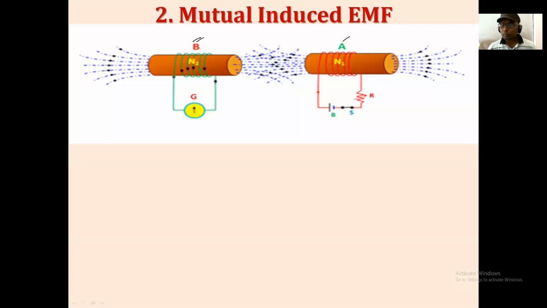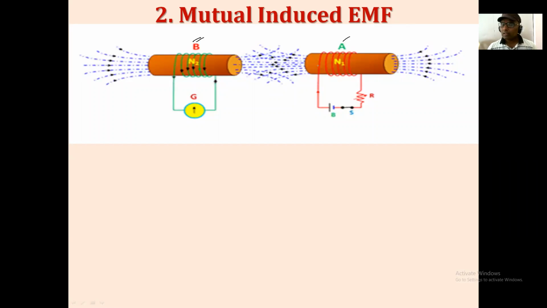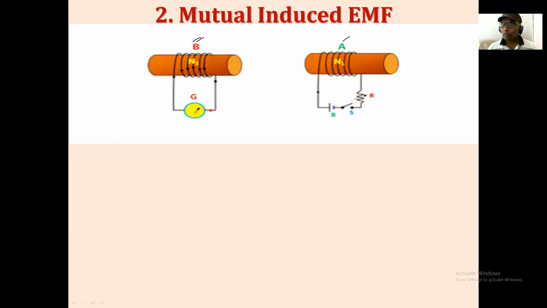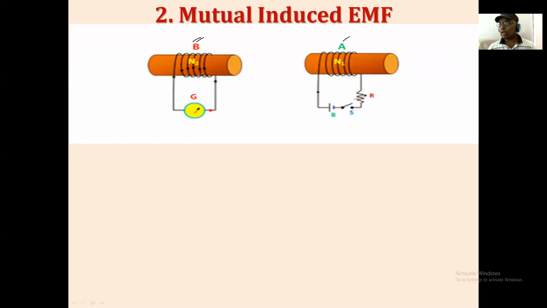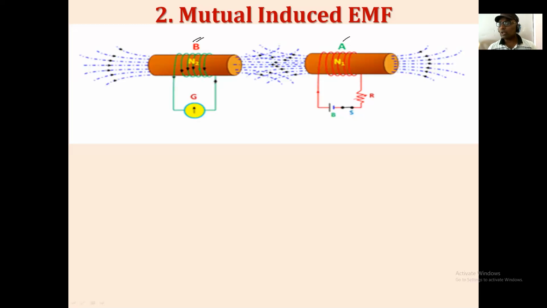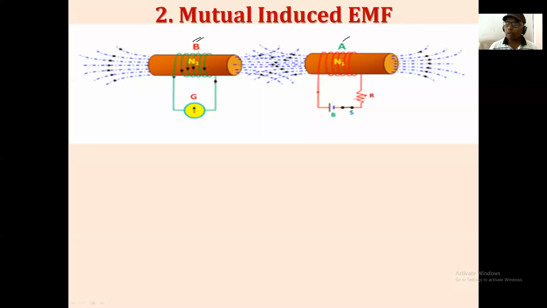But coil B is placed near coil A. And when the change in magnetic field produced by coil A links with coil B, then according to Faraday's law, EMF is induced in coil B. But why is this EMF induced in coil B? Due to change in current in coil A. So this induced EMF in coil B is known as a mutual induced EMF.